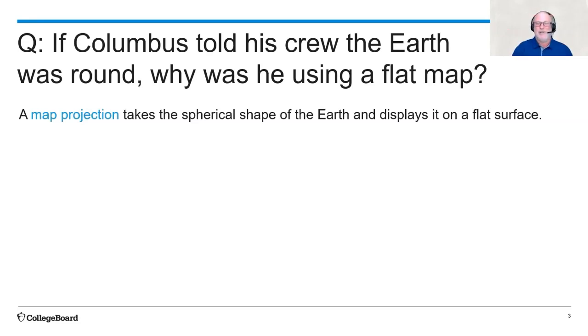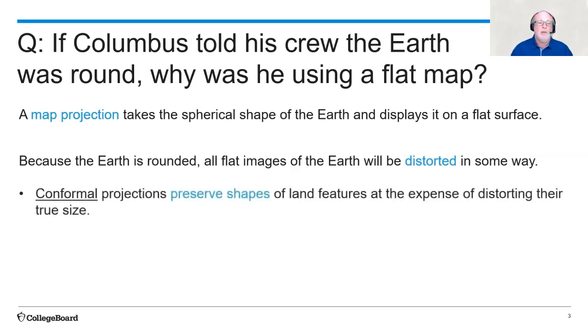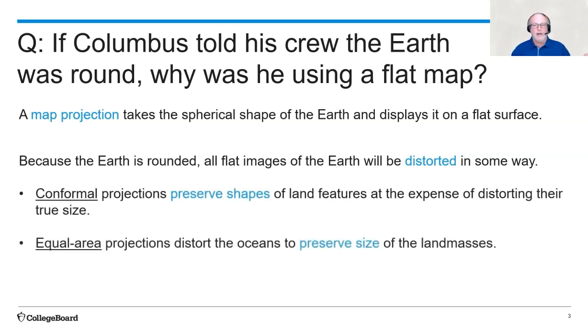So taking the spherical shape of the earth, displaying it on a flat surface is called projection. When you do this, the earth is going to get distorted in some way. It's almost like taking a peel off of an orange and trying to lay it flat on a surface. It's going to tear, it's going to rip, it's going to stretch. So we need to understand that there are kind of different ways to do these projections.